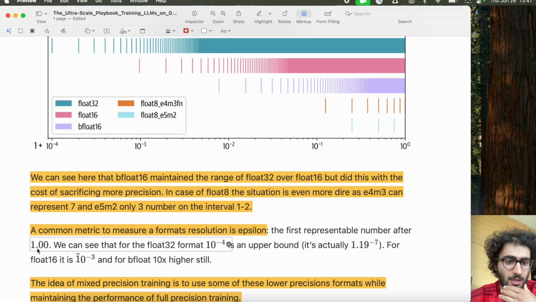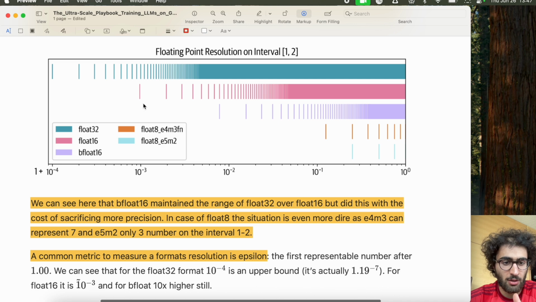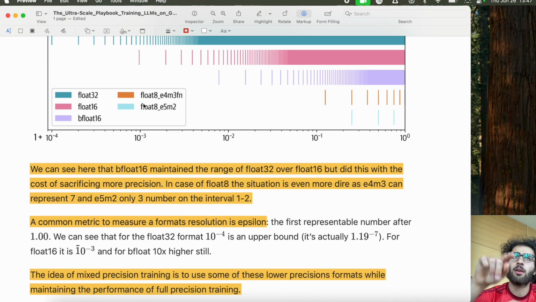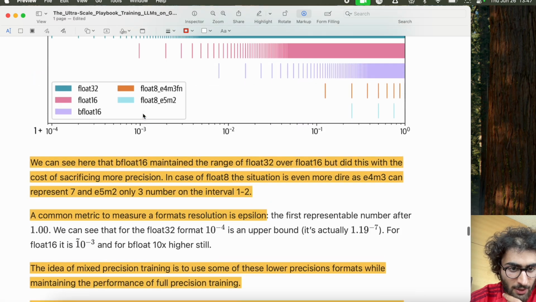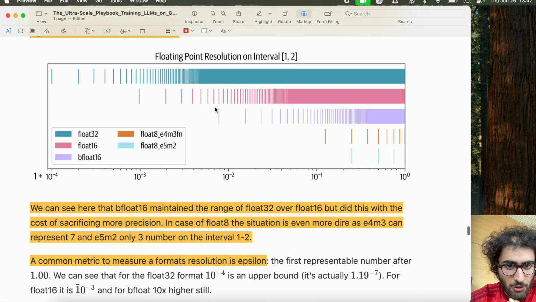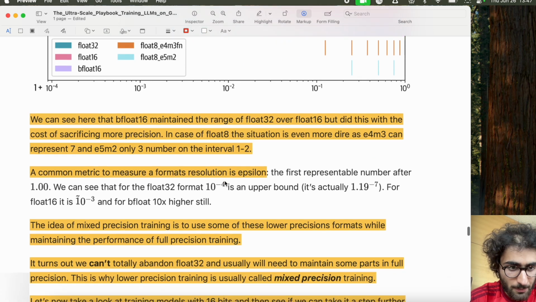And then for float16, the epsilon, which is the closest number after 1, is 1 plus 10 to the negative 3, which would be 1.001, if I'm not mistaken. And if we look at bfloat16, which is the purple one, it's almost an order of magnitude less precise. So near 1.01, which is 1 plus 10 to the negative 2.